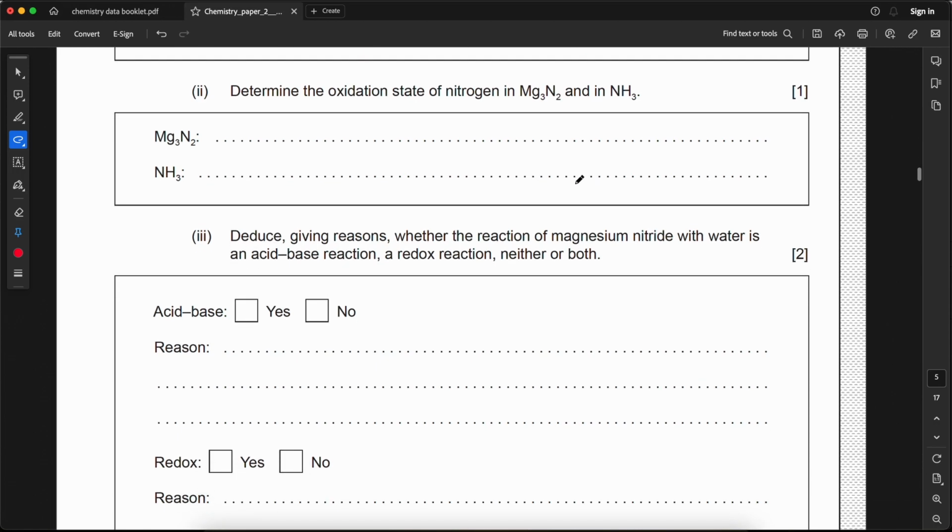Determine the oxidation state of nitrogen in Mg3N2 and in NH3. In Mg3N2, Mg comes from group 2, so it's plus 2 times 3, that would be plus 6, and this should be negative 6, but for N only it will be negative 3. For NH3, H is plus 1, so plus 3, and here N will be negative 3. So you can do this calculation right here. The answer is negative 3, negative 3.